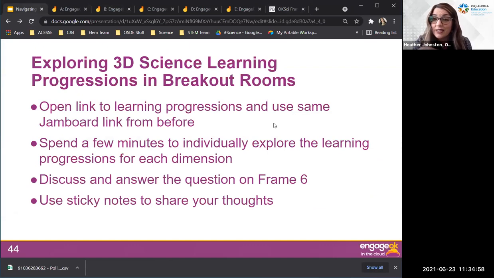So you can spend a little bit navigating together or individually as you go through there. And then again discuss the answer. This time we're going to go to frame 6, and it's really looking at how could we possibly leverage these learning progressions to help students with their unfinished learning.